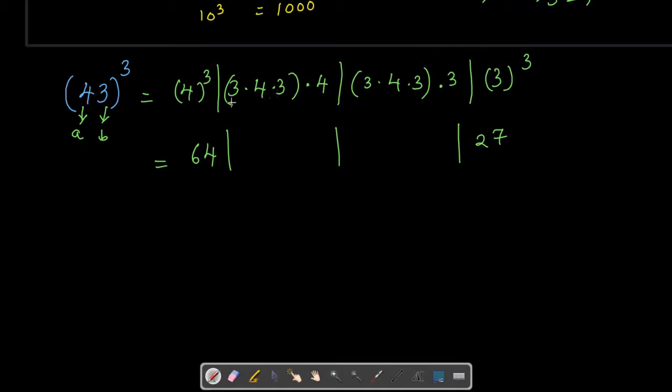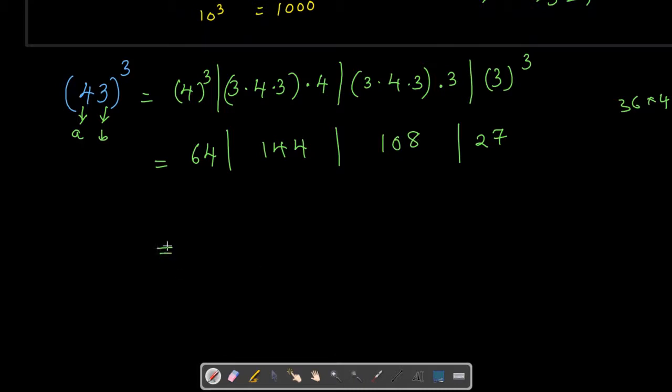Now let me solve this value. 3 times 4 is 12. 12 times 3, what is 12 times 3? It's 36. And 36 times 4 gives me 144. So again, 3 times 4 is 12, 12 times 3 is 36, and 36 times 3 gives me 108.